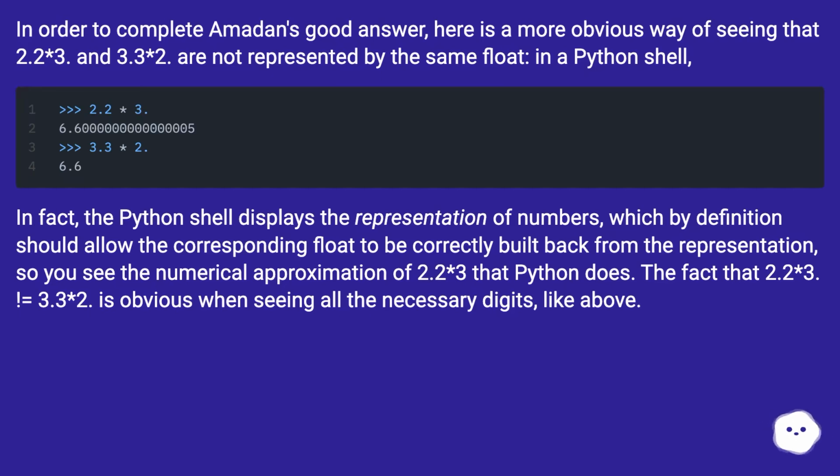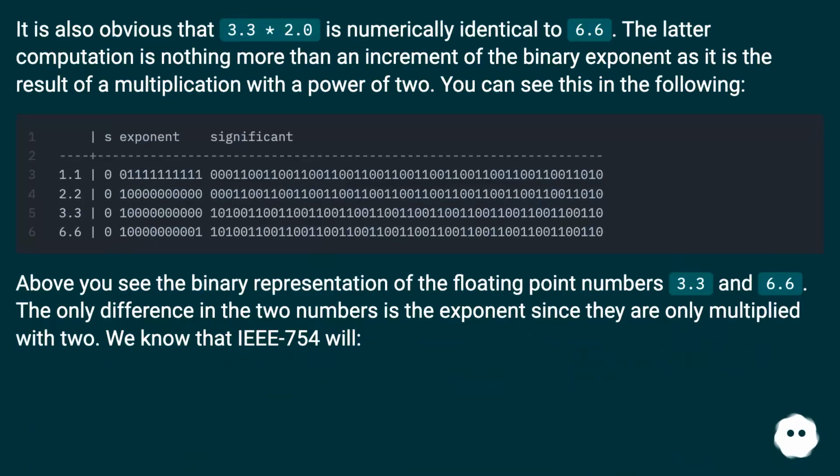The fact that 2.2*3 is not equal to 3.3*2 is obvious when seeing all the necessary digits, like above. It is also obvious that 3.3*2.0 is numerically identical to 6.6. The latter computation is nothing more than an increment of the binary exponent, as it is the result of a multiplication with a power of 2. You can see this in the following.